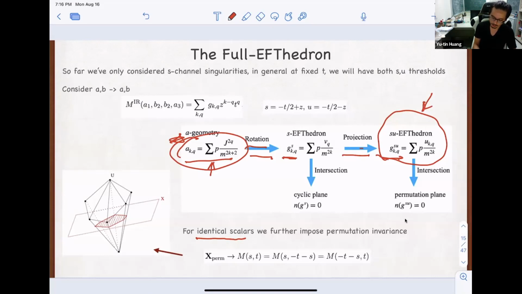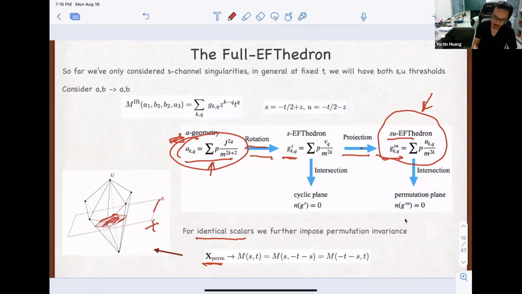Of course, if your states are identical states, then you also have permutation invariance. So you have a permutation subplane, X-plane here. And then you just require that this X plane intersects with this EFThedron, and then you get the space associated with the space for the consistent EFT.